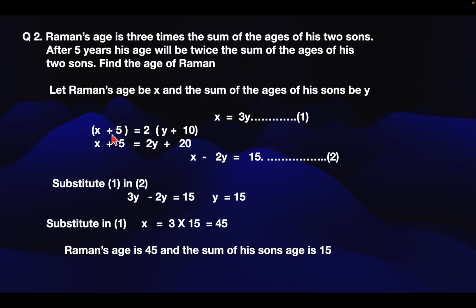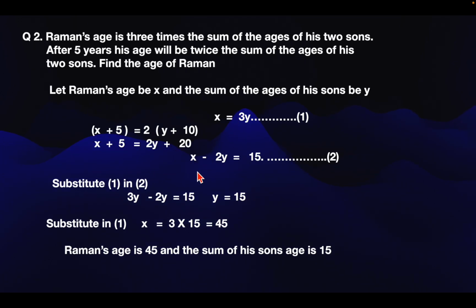After 5 years, Raman is 5 years older, so we are adding 5 more years. He has 2 sons, so 5 plus 5, 10. So y will become y plus 10. And after 5 years, his age will be twice the sum of the ages, so 2 times (y plus 10), with x plus 5 on the other side. Open the brackets and simplify. You get the second equation.